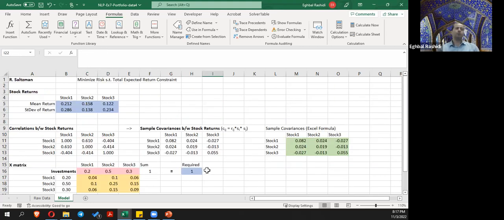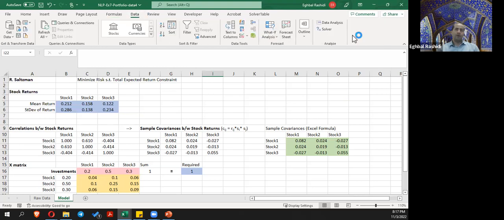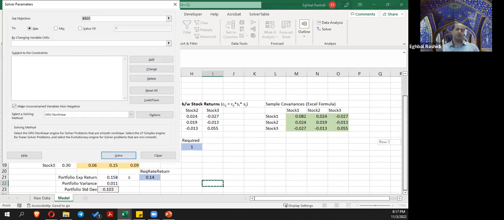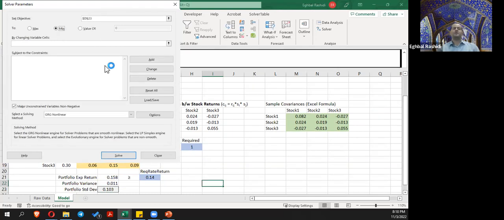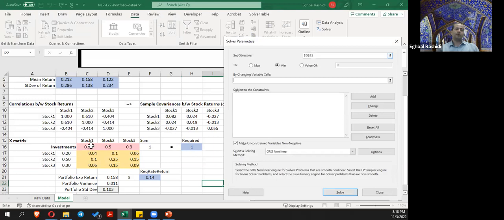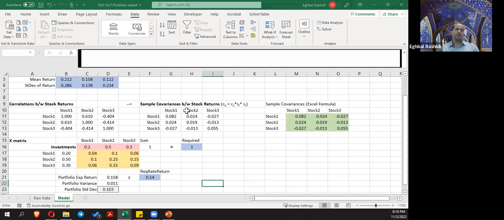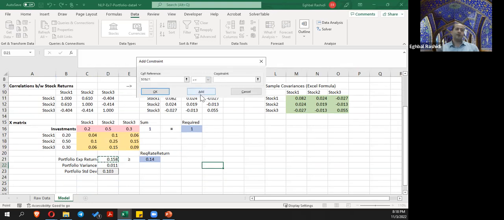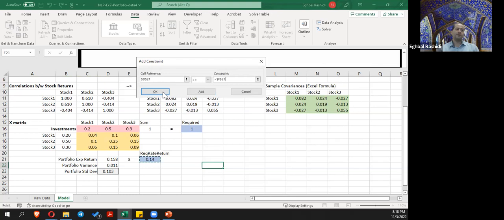Okay, so I'm going to go to Solver, and I'm going to add everything there. So this is going to be my objective function, the risk here, and I'm minimizing the portfolio standard deviation, which is the portfolio risk, by changing the portfolio investment values. The constraint is that this summation has to hold true. So this has to be equal to one. Also, this has to be greater than or equal to 15%.